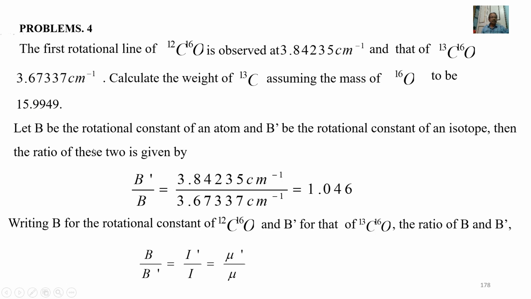So let B be the rotational constant of an atom and B dash be the rotational constant of an isotope. Then the ratio of these two is given as B dash divided by B equals 3.84235 divided by 3.67337, as given in the problem, which is equal to 1.046. Now writing B for the rotational constant for C12O16 and B dash for C13O16, the ratio of B and B dash is given as B divided by B dash equal to I dash divided by I equals mu dash divided by mu.